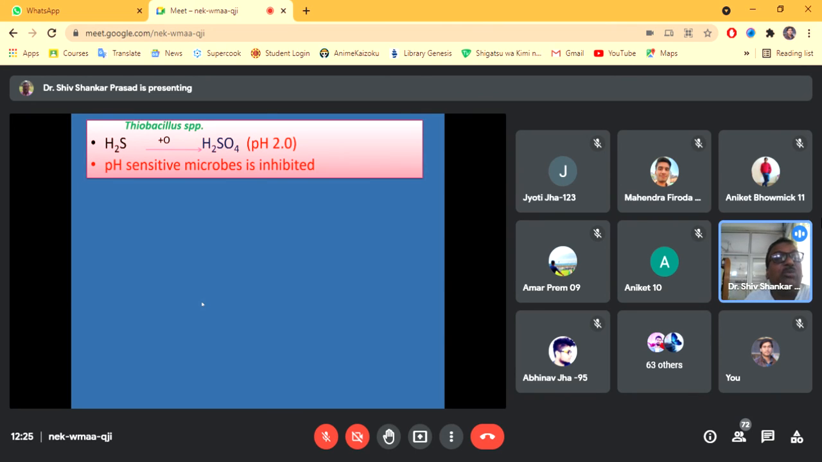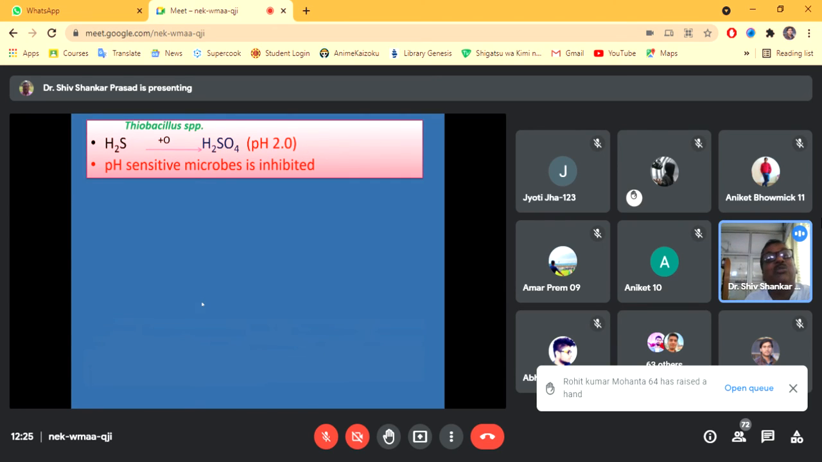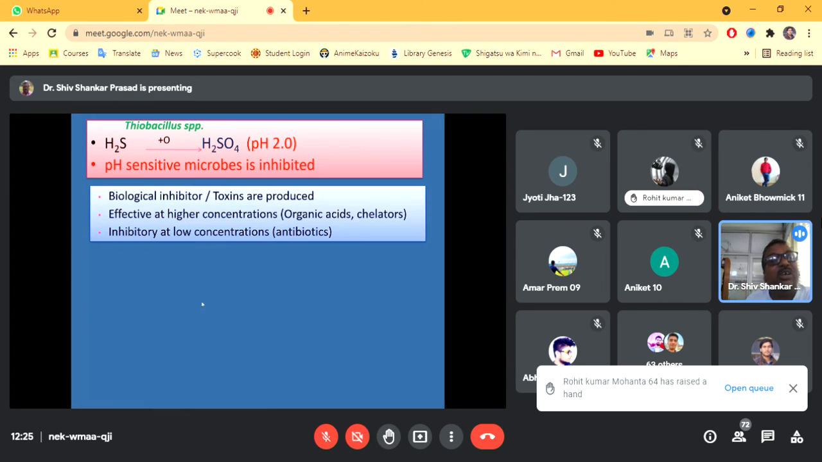So the pH-sensitive microbes are inhibited. After oxidation of H2S to H2SO4, the microbes which are sensitive to pH will have their growth affected. After oxidation, the pH will drastically decrease, the acidity will be high, so the pH-sensitive microbes are inhibited.